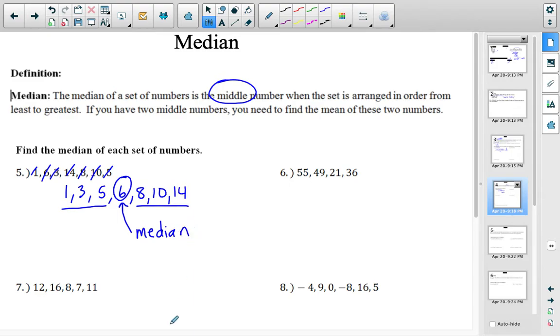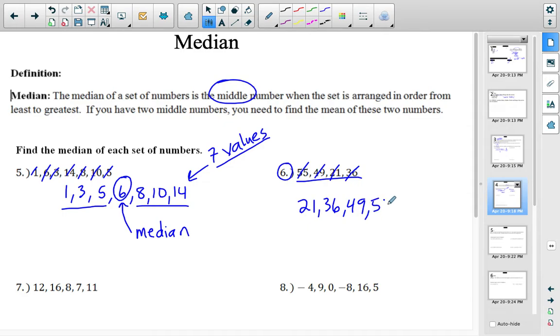I'm going to do another quick example here, number 6, and the reason is this one has an even number in the set. Remember, the last one had 7 values, so I had a true middle. This one, I've got to reorder them: 21, 36, 49, and 55. Notice I don't have a true middle. It's an even number, right? Here I've got 4 terms.